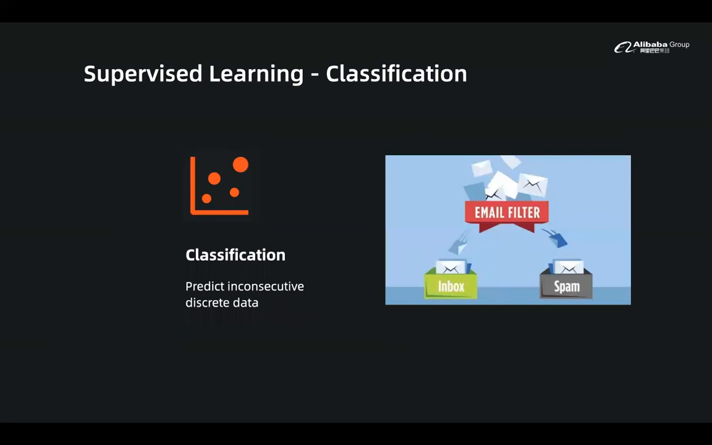Another model we use a lot is classification. We see that every day in the email filter. The email filter is using a classification algorithm to justify which email is spam and which one is ordinary email.